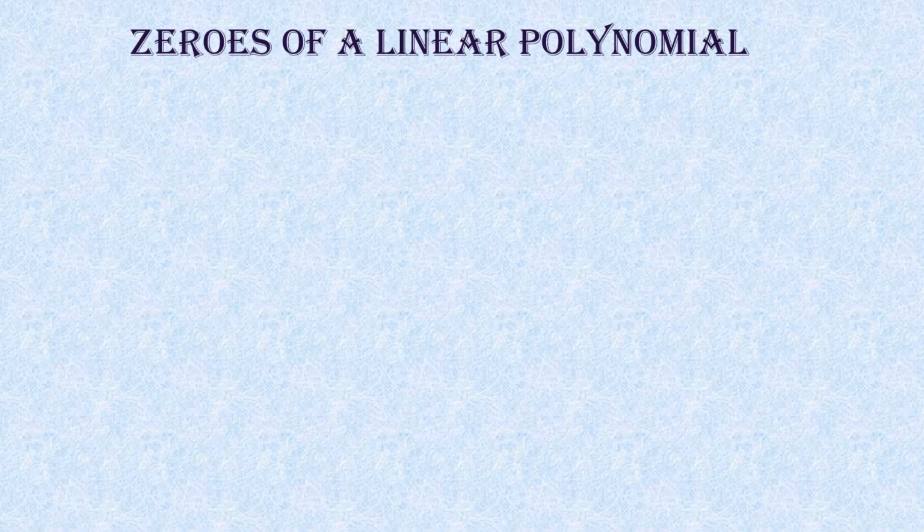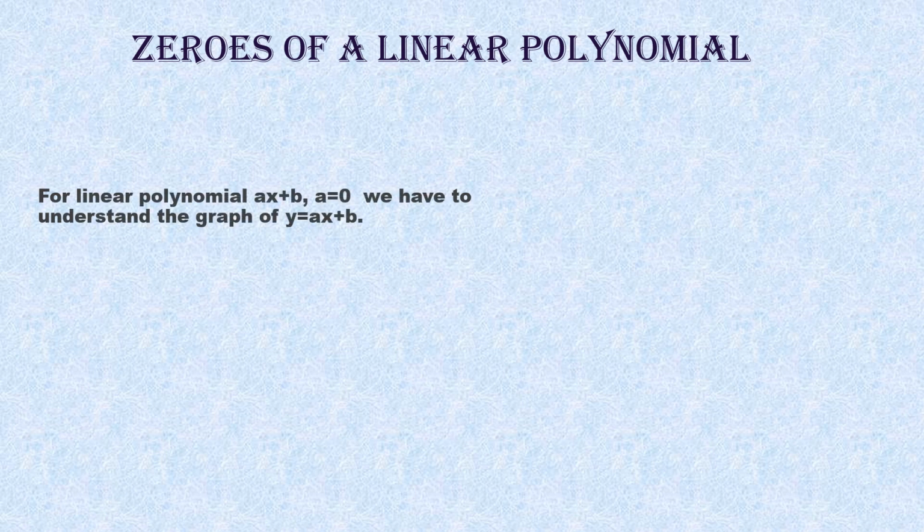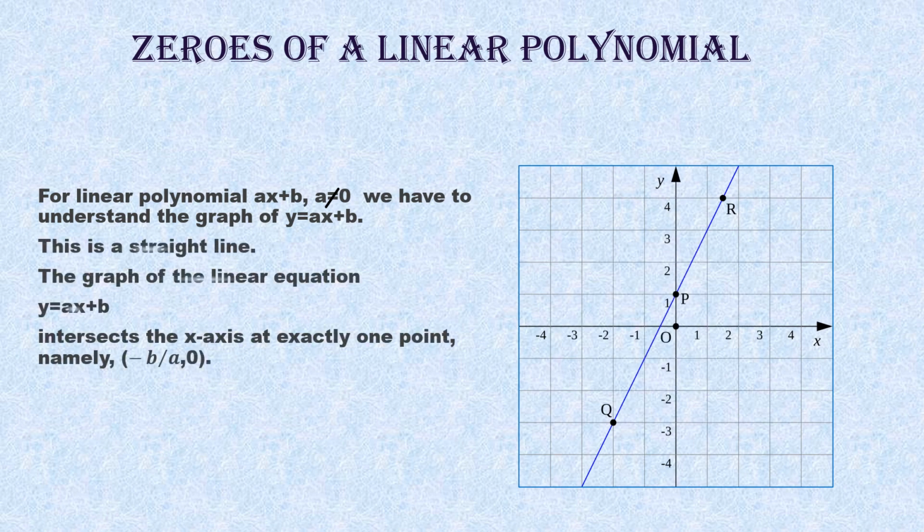Let us first see the zeros of a linear polynomial, that is, the polynomial with degree 1. Let us take a linear polynomial ax plus b where a is not equal to 0. This can be the graph of this linear polynomial ax plus b. As you can see, this is a straight line and the graph of y equals ax plus b intersects the x-axis at exactly one point, namely minus b by a, 0.